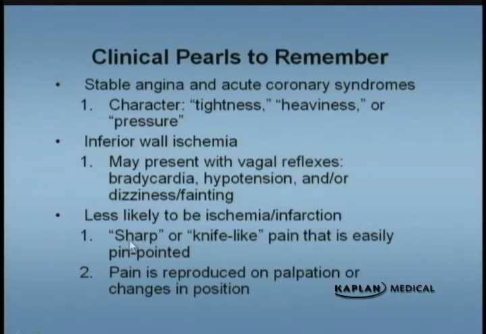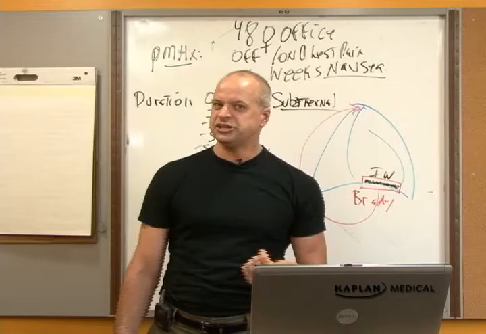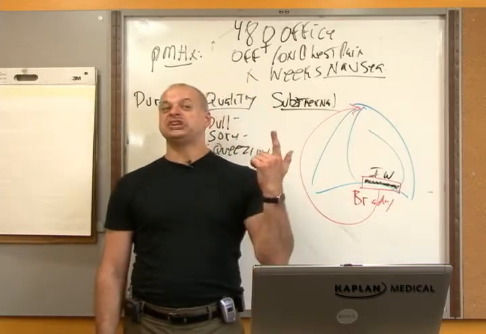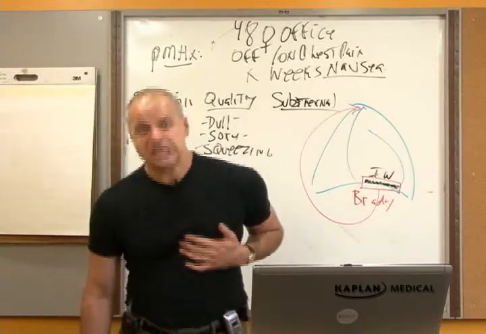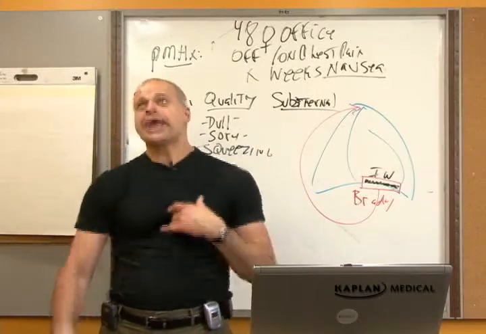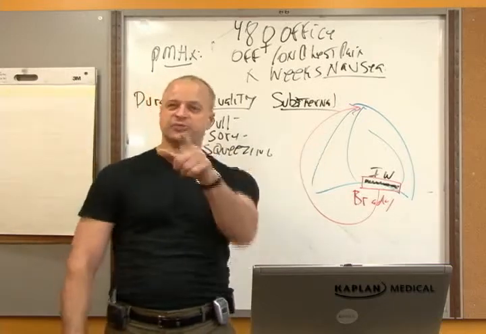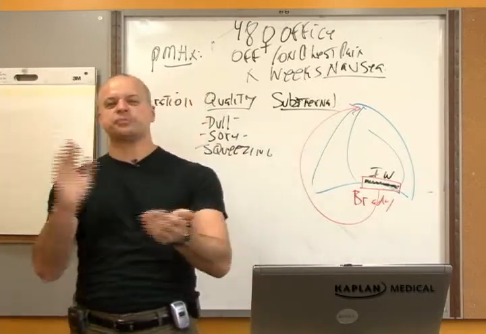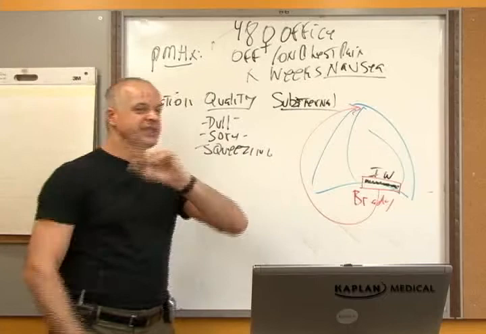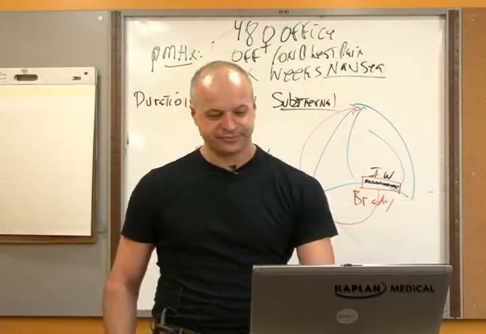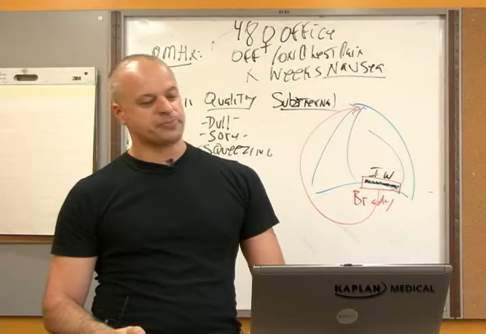Remember, ischemic pain is not sharp or knife-like. And the other thing is, is it reproduced on palpation? Ischemic pain is not associated with tenderness. If there's tenderness, not ischemic. If it changes with bodily position, it's not ischemic. If it changes with respiration, not ischemic. Ischemic pain is not positional, pleuritic, or tender. And it's not reproduced on palpation.